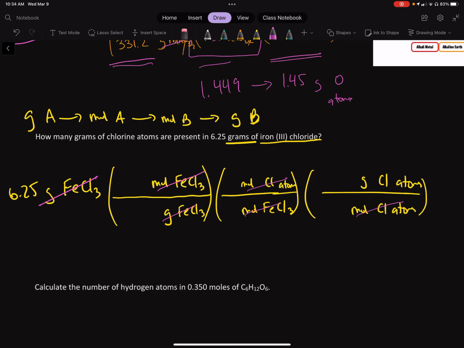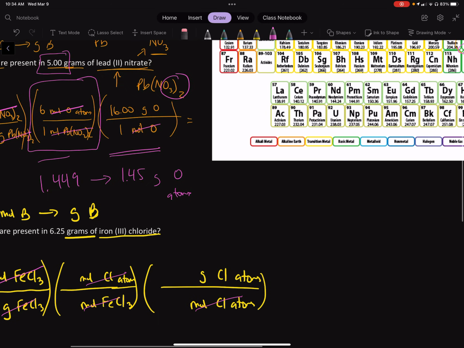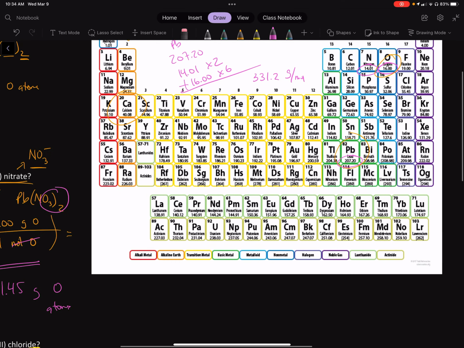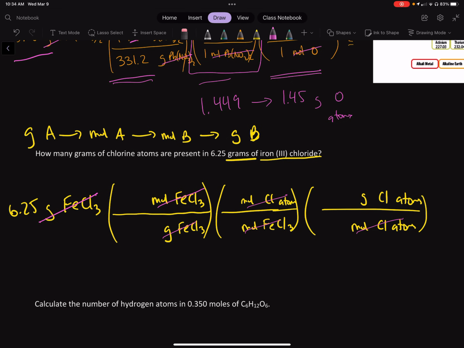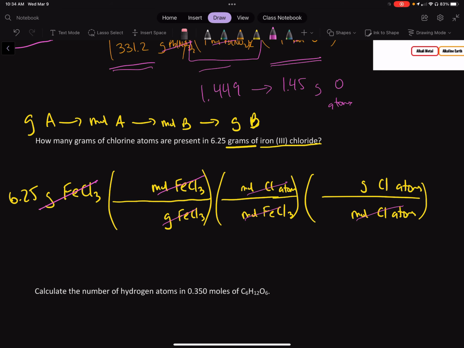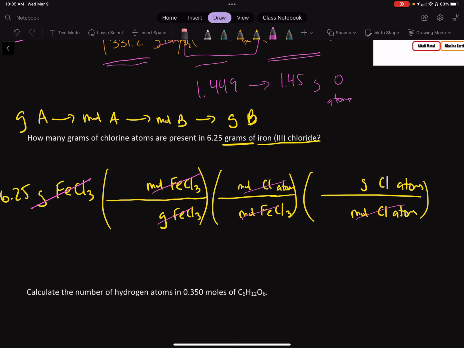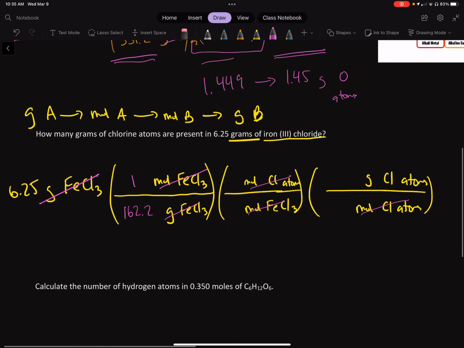So, molar mass of iron 3 chloride. Quickly looking over at our periodic table, iron is right here, 55.85. Chlorine is over here, 35.45. So you'd have 55.85 plus 35.45 times 3 because there's 3 chlorines. When I did that on my calculator, I got 162.2. And it's 162.2 grams per 1 mole. The units of molar mass are always grams per mole.